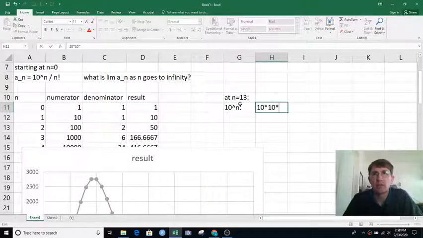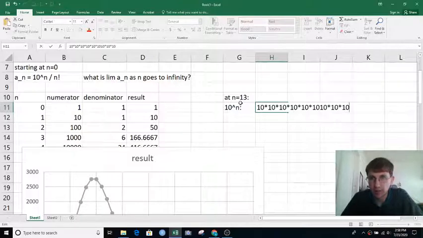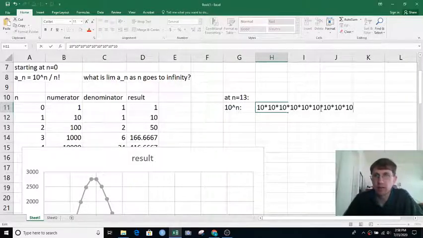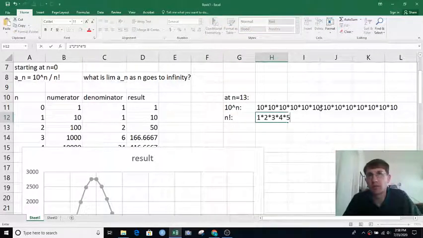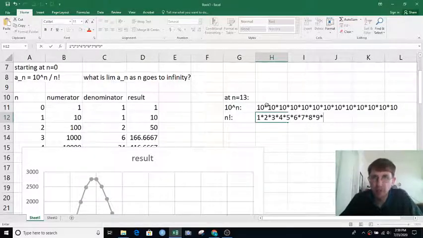10 times 10 times 10. Let's do this. So that's 6, 9, 12, and another 10. What is n factorial? It's 1 times 2 times 3 times 4 times 5 times 6 times 7 times 8 times 9 times 10. So you can see each of these is smaller than each of these.